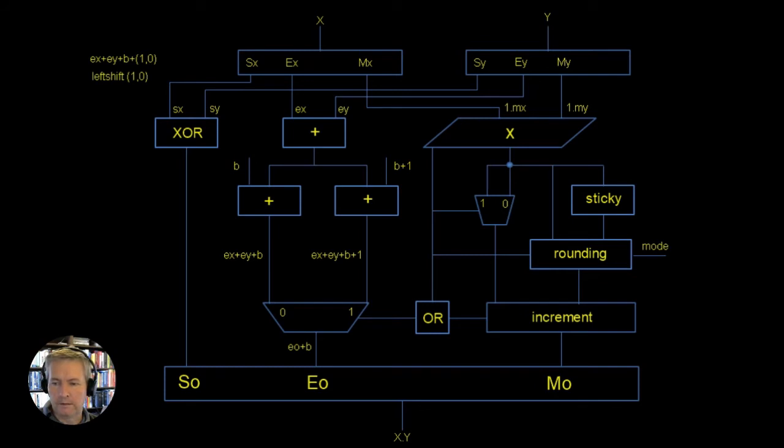If I can bring it up here, there we go. So we're going to have our addition ex plus ey, and we're going to have the ex plus ey plus the b, and we'll have another copy of it, ex plus ey plus the b plus 1. And then we have to make a choice between these two, and the choice we make between these two is going to come from the 48th bit of the multiplication. So let's look at the 48th bit of the multiplication there.